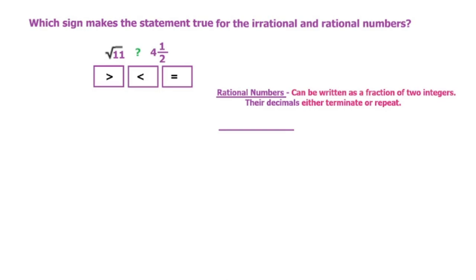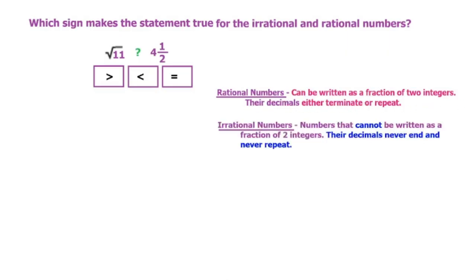So remember that rational numbers can be written as a fraction of two integers. Their decimals either terminate or repeat. Irrational numbers are numbers that cannot be written as a fraction of two integers. Their decimals never end and never repeat. Okay, so those are the two definitions that you need to remember. So we can use a number line to help us figure all this out, okay?